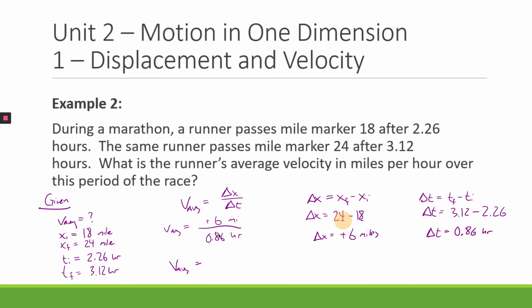Now we have 1 sig fig divided by 2 sig figs. That means our answer has to be 1 sig fig. So 6 divided by 0.86 is 6.9767, and so on. We're going to round that to 1 sig fig, which is going to be 7. So our velocity is a plus 7 miles per hour. And I know it's miles per hour because that's what I input, miles per hour. That is your final answer.